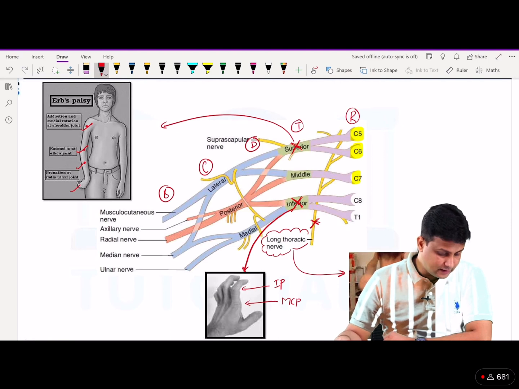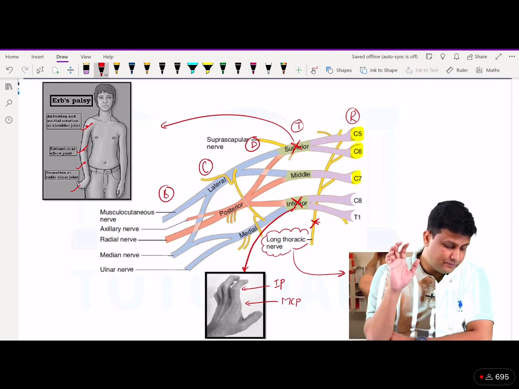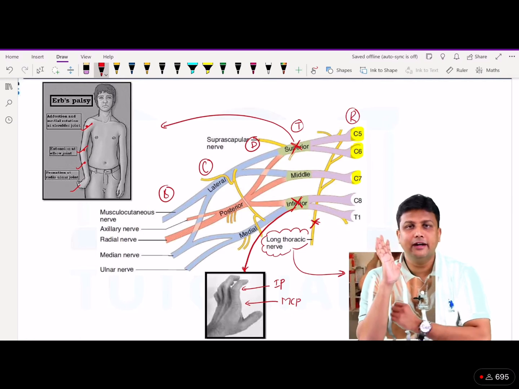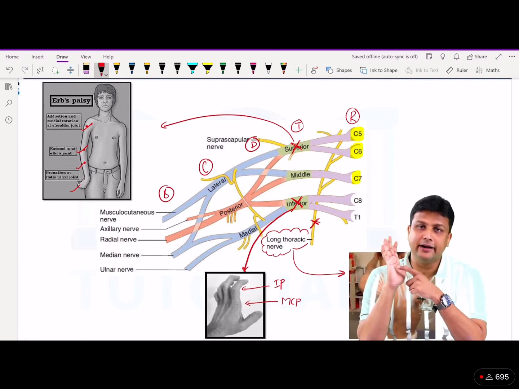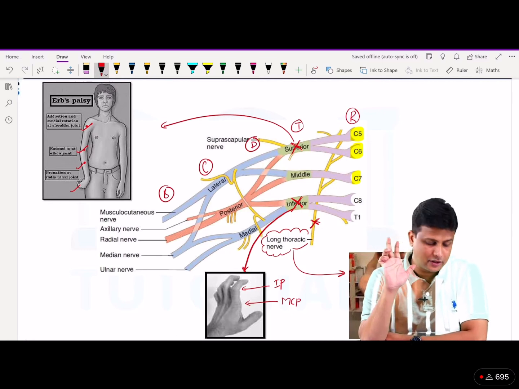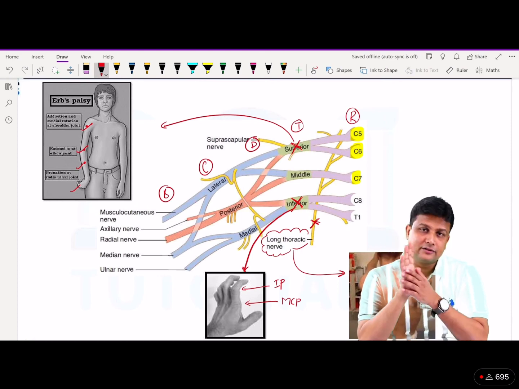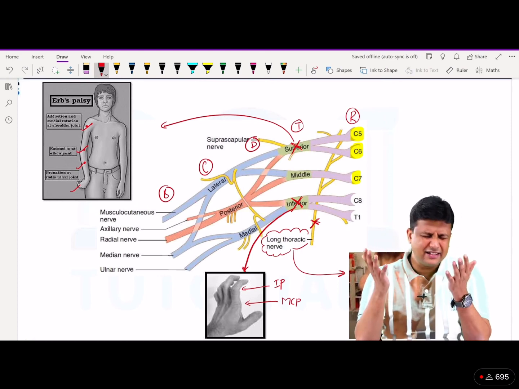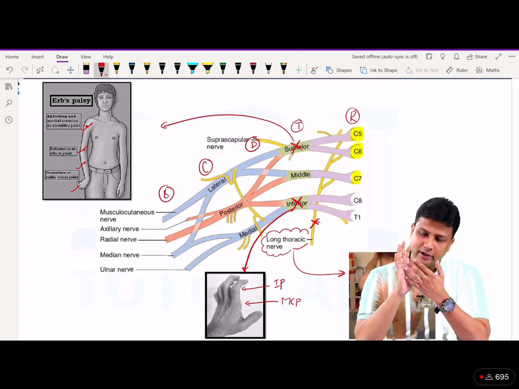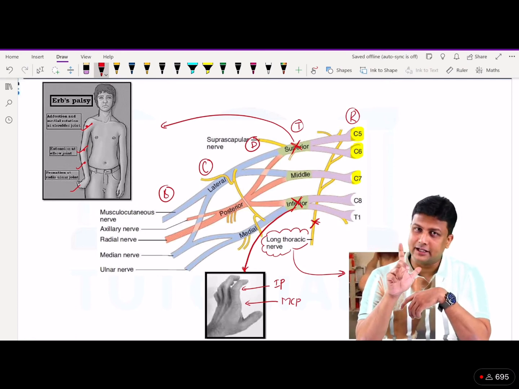Abhishek Verma is asking, sir, how to differentiate between the partial claw hand and the hand of benediction? In the partial claw hand, the nerve involved will be the ulnar nerve. Only these fingers will be flexed here, like this. This is how the partial claw hand will look. Whereas in the hand of benediction, this will be absolutely normal. You can easily differentiate them. In the partial claw hand, the ulnar nerve is involved, and only this side of the hand will be involved. It will look something like this.